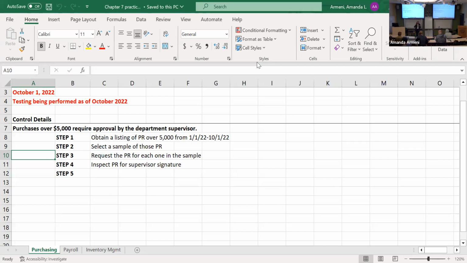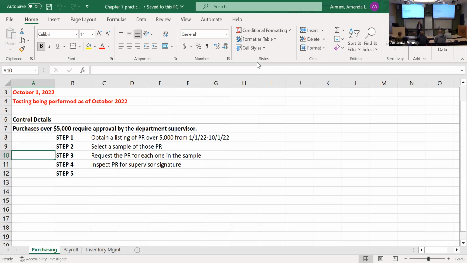Step 3, request the actual purchasing document. And I mentioned to you that oftentimes that's called a purchase requisition. That's the name of the document or the record that they would use to request to buy something. So request that purchasing document from your audit client for the sample that you picked. And then step 4, inspect. That's one of those verbs that we talked about in Chapter 5. Inspect that purchasing document so that you can see that there was a supervisor signature on it.